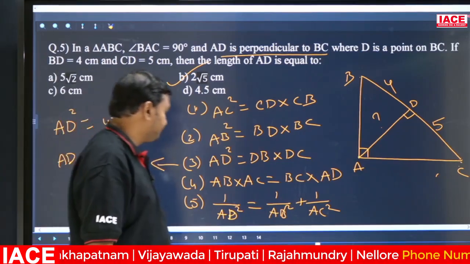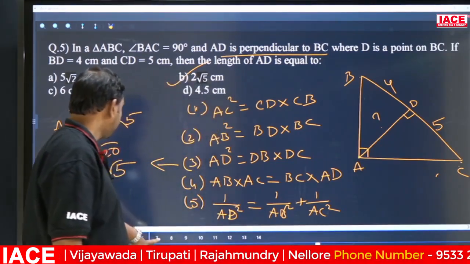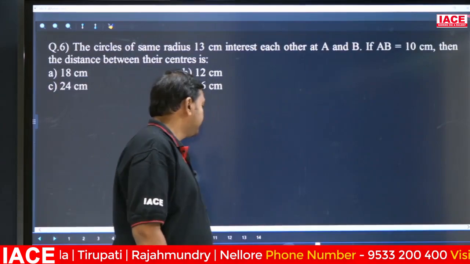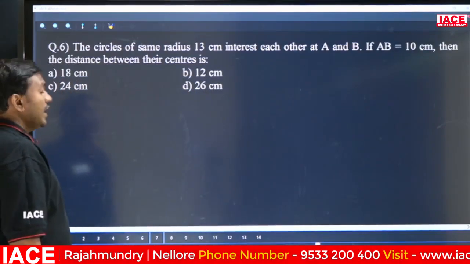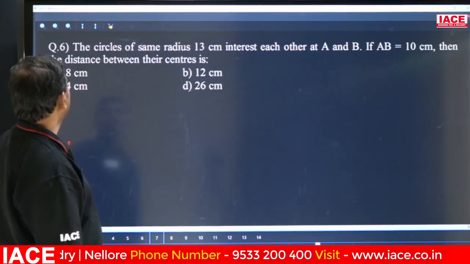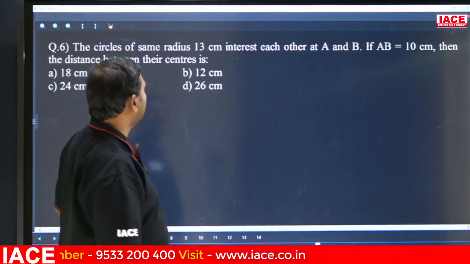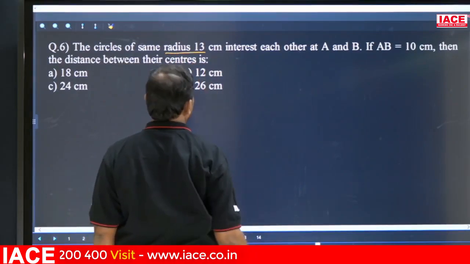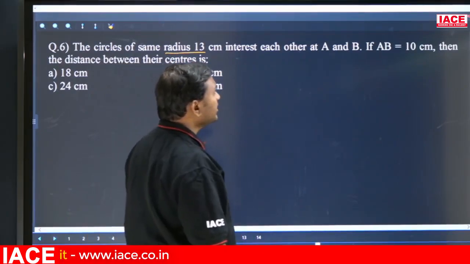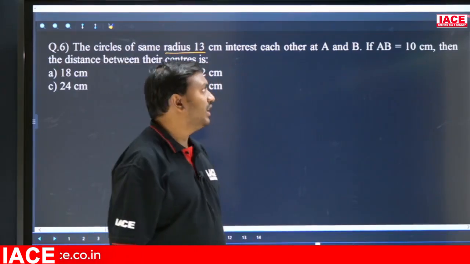Then next one, question number 6. Again a geometry question. See, the circles have the same radius, both circles having the same radius. The radius is 13. They intersect each other at A and B.